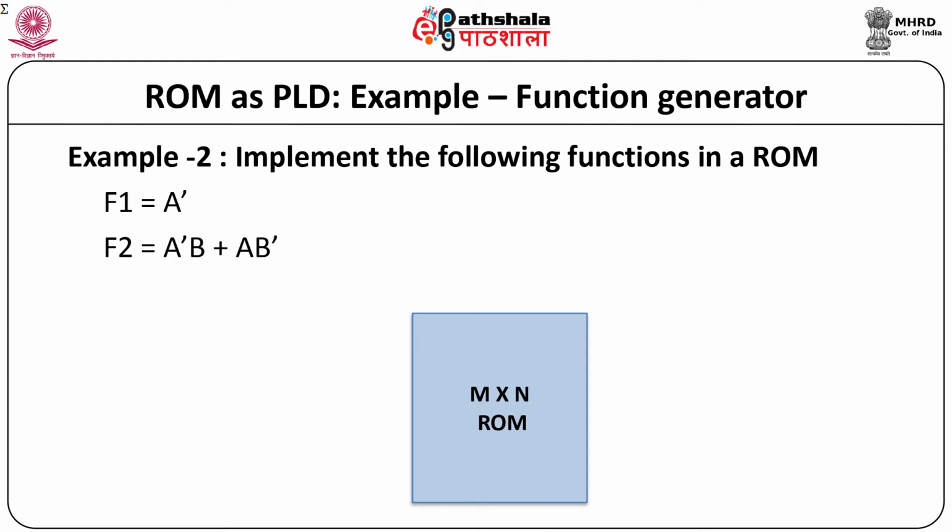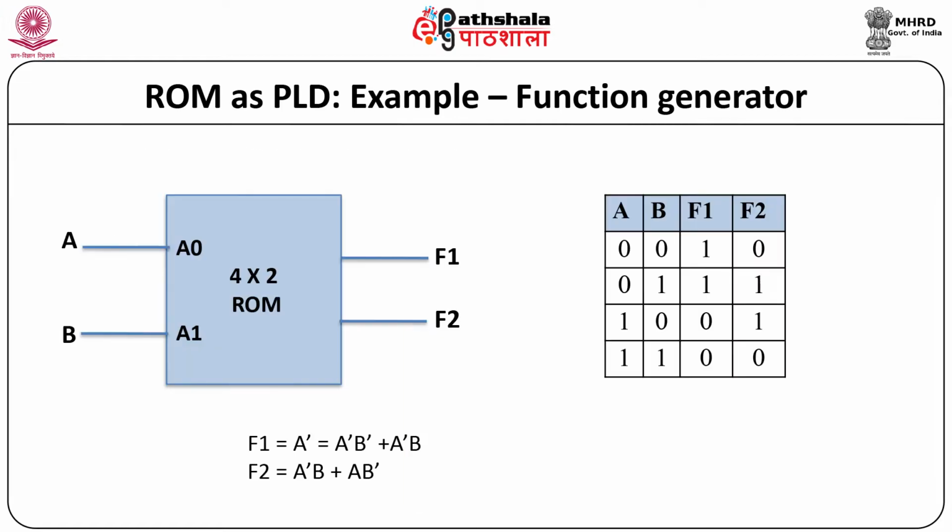Consider example 2. Implement the following functions in a ROM. F1 is equal to A bar and F2 is equal to A bar B plus A B bar. The first step in the implementation is to determine the size of the ROM that is required. The ROM has two inputs A and B, so k is equal to 2. Hence, we require 2 raised to 2, that is 4 locations. The number of outputs, that is n, is equal to 2. Let us label the outputs as F1 and F2.